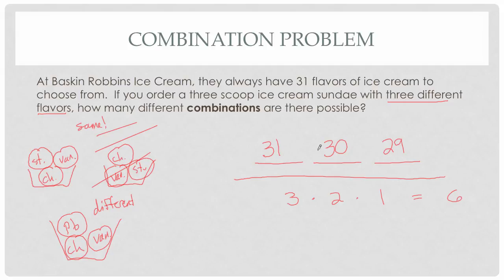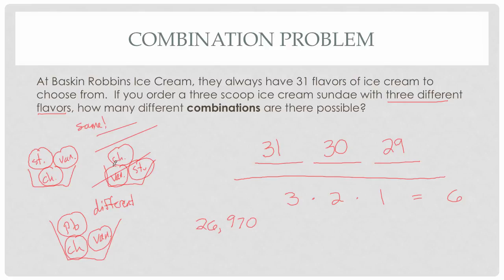So I'm going to take 31 times 30 times 29. Let's calculate what that is. And 31 times 30 times 29, that is 26,970. So that's how many permutations there are, right? That's how many different ways I could pick 3 ice cream scoops.